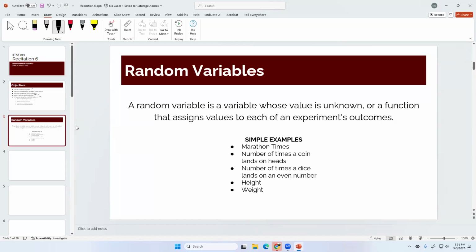For example, take marathon time. You don't know beforehand when somebody's going to finish their marathon. So you can use a random variable here. Number of times a coin lands on heads: if you flip a coin like 100 times, you don't know the outcome beforehand. So all of these examples are experiments whose value is unknown, right? So random variables are used in such situations.